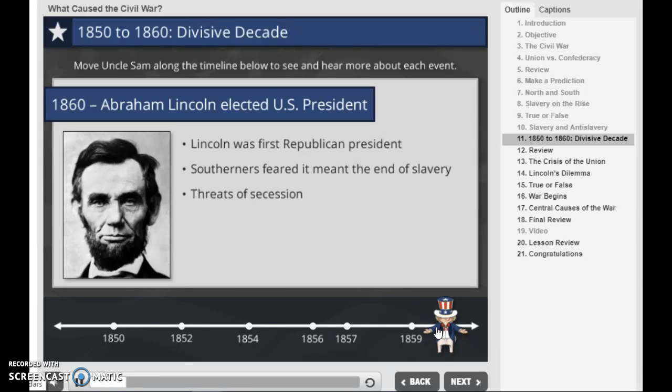1860. In 1860, Lincoln was elected as the first Republican president of the United States. Lincoln had promised not to interfere with slavery where it already was, but because of his party's position, Southerners feared it was the beginning of the end. States like South Carolina now threatened secession from the Union.